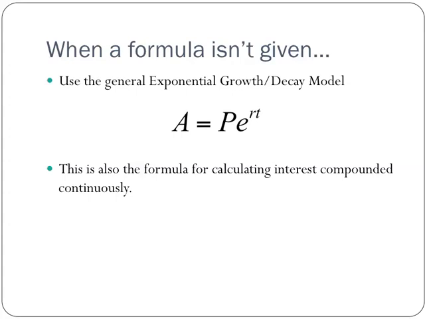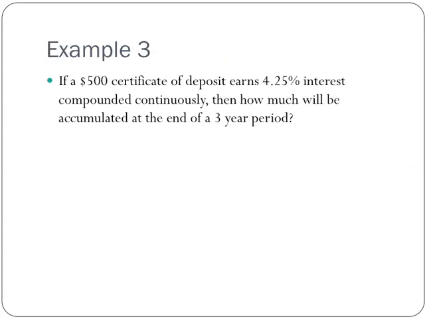Okay, take a look at example 3. If a $500 certificate of deposit earns 4.25% interest compounded continuously, then how much will be accumulated at the end of a 3-year period? So let's start by using the formula and plugging in what we know. The initial amount is $500, right? $500 certificate of deposit. And the rate is 4.25%. Make sure that when you plug the rate in, you put it in as a decimal. So 4.25% is going to be 0.0425. And then the amount of time that passes is 3 years.